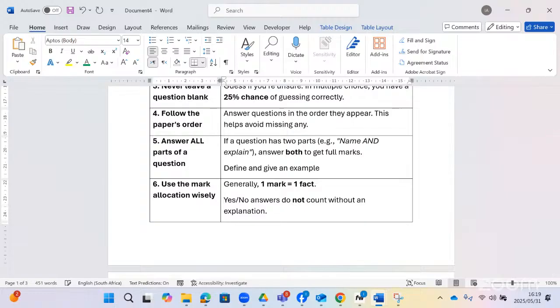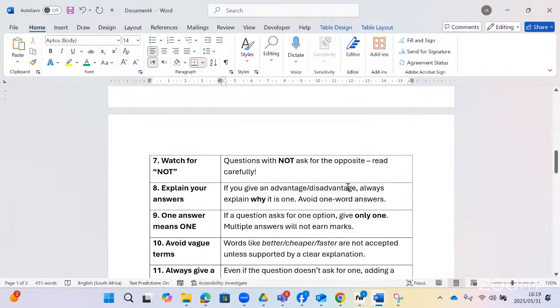So if, let's say, there's a question that requires you to just choose either yes or no, after giving the yes or no, you need to explain it as well. Don't just say yes. I'm talking about it from question 4 going to the last question. You must explain it. 1 mark is for 1 fact. So if you say about 2 marks, it means that you must provide 2 facts for that.